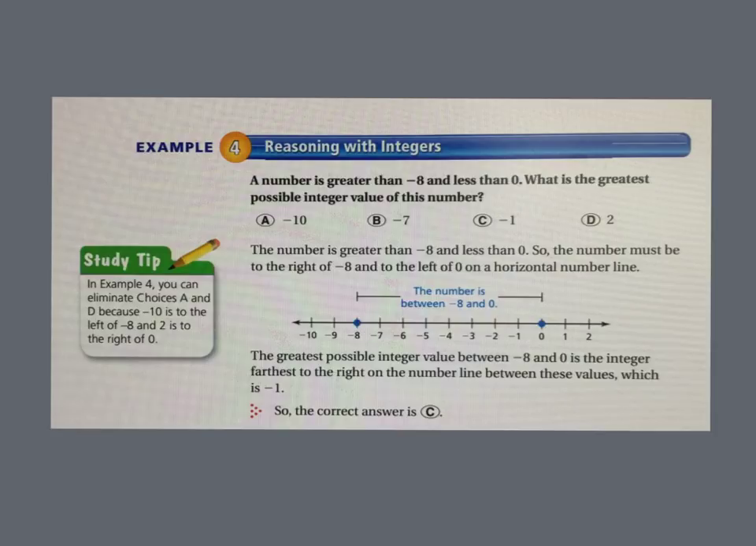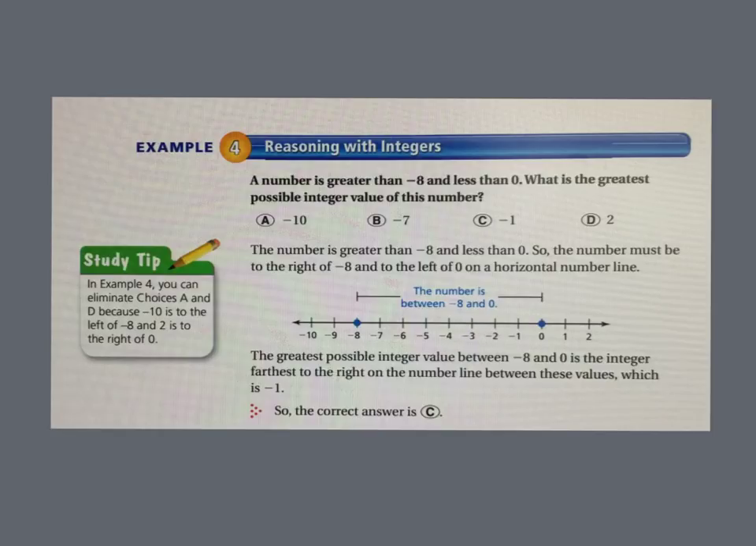So if this was a multiple choice problem and we had A is -10, B -7, and C -1 and D 2, the study tip over here kind of gives us an example. It says you can eliminate choices A and D. A is -10. We know that because it's saying that the number is greater than -8. If it's greater than, it's going to go to the right.